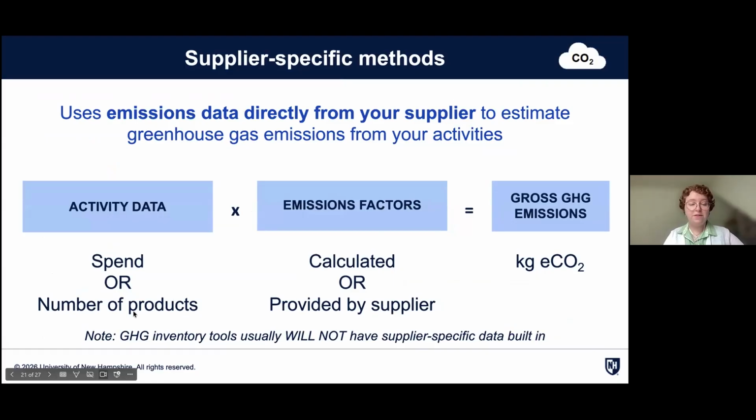And now I'll pass it back to Jen to talk more about the supplier-specific methods. Yeah, I'll just wrap us up here.